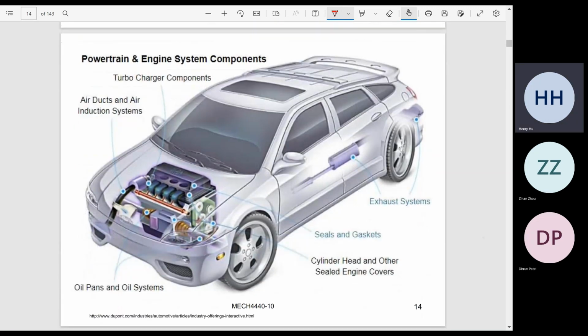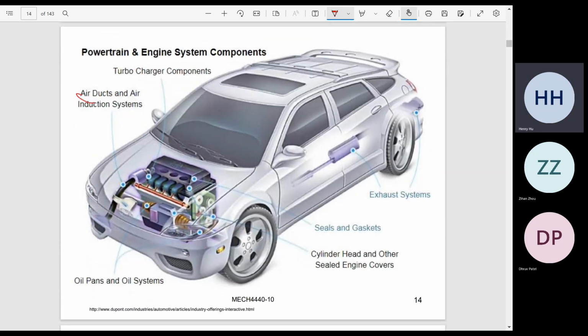Then the powertrain, the air ducts. Basically the duct introduces air into the engine area. Then the oil pan. Now the oil pan can be made from aluminum, steel, and also polymer. Then the seals, which are basically adhesives and gaskets, are made from polymer. Definitely.